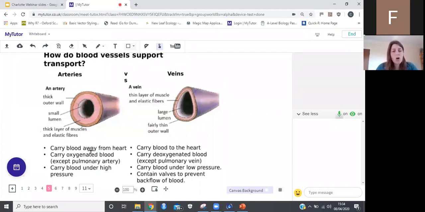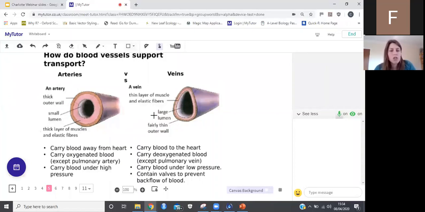Arteries carry oxygenated blood around the body, except the pulmonary artery, which of course is carrying blood to the lungs and so is carrying blood that has dropped off all of its oxygen and is taking carbon dioxide back. But every other artery is transporting oxygenated blood around the body.